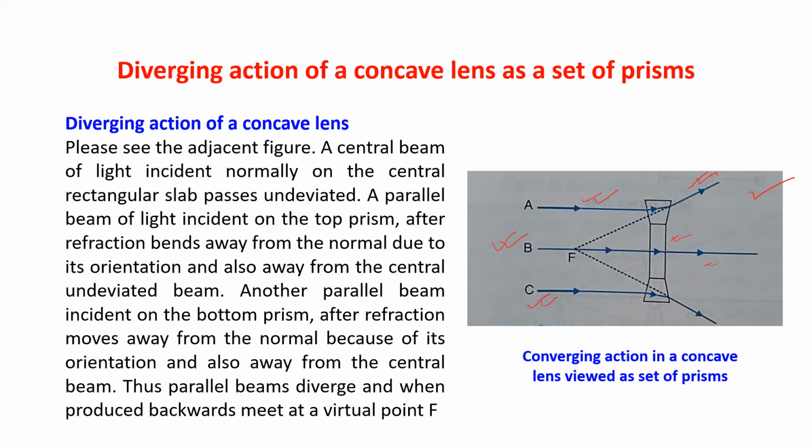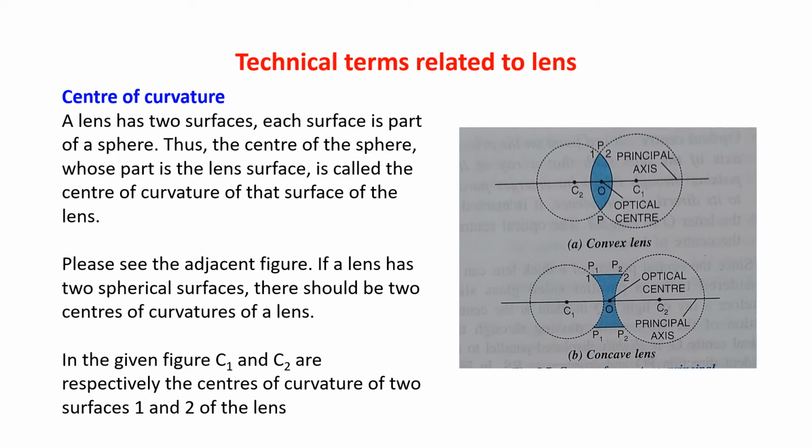Okay, thus a parallel beam diverges, and when produced backward, the rays meet at a virtual point F. So that is why the concave lens is known as a diverging lens. Some technical terms related to lens.